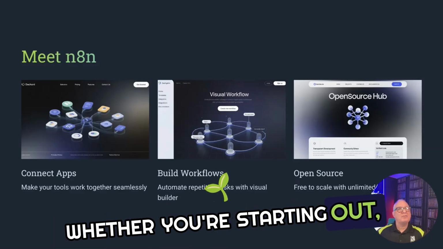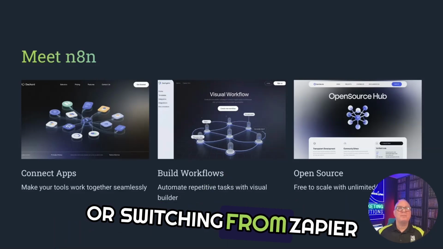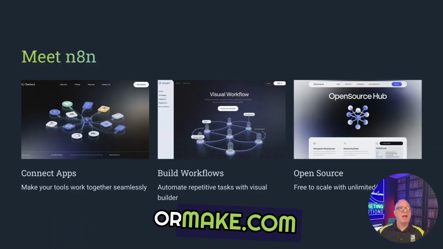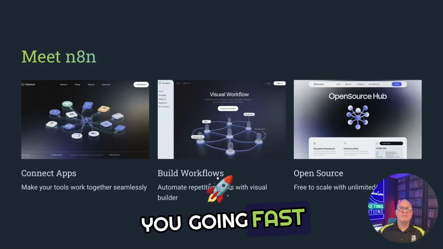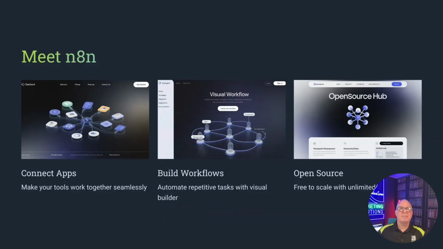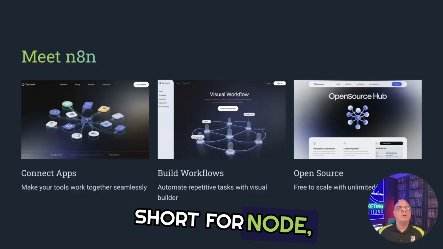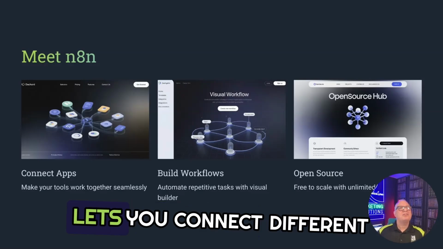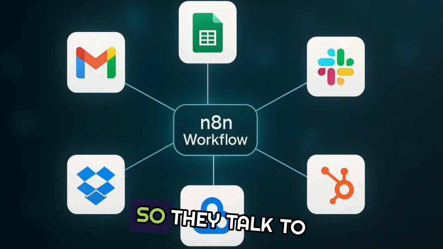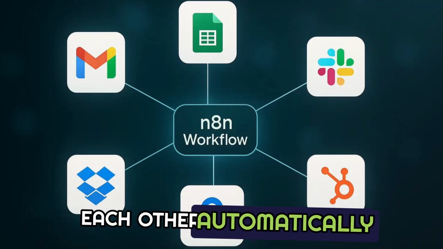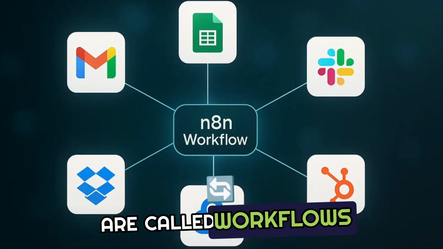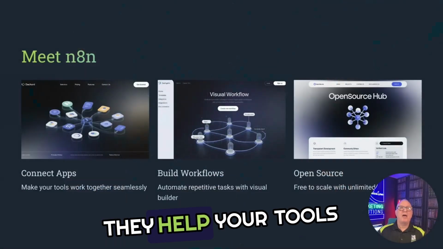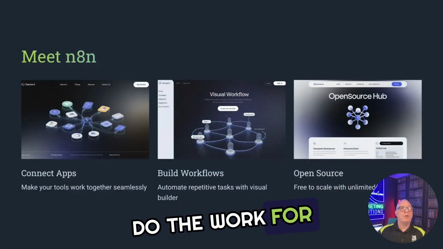Whether you're starting out or switching from Zapier or Make.com, this guide will get you going fast. n8n, short for node, lets you connect different apps so they talk to each other automatically. These connections are called workflows. They help your tools do the work for you.